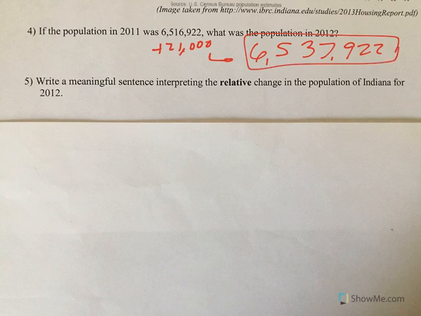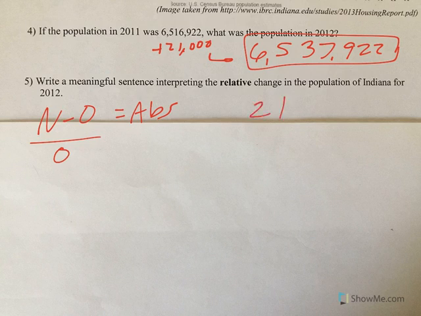And then let's write a meaningful sentence interpreting the relative change in the population for Indiana in 2012. Okay, so this last question I think is a little bit up to interpretation of how you're reading this, so I'm going to go the way I'm reading it. So your instructor may read it differently. But when you're talking about relative change, remember relative change is new minus old divided by old. And new minus old is the absolute change. Well, the way I read this table is they're giving you the change. So I feel like our absolute change for 2012 is 21.